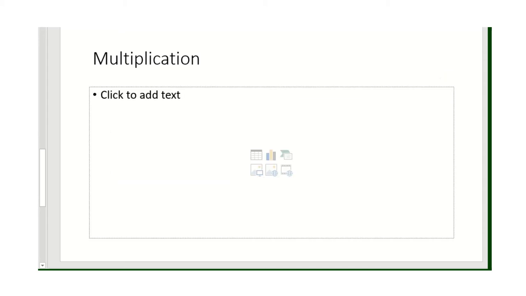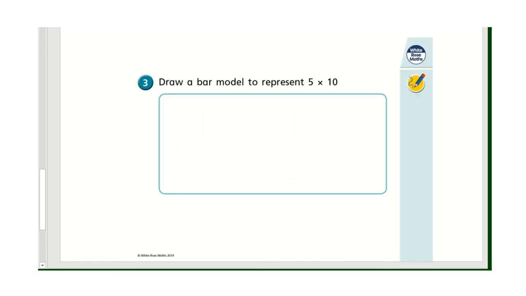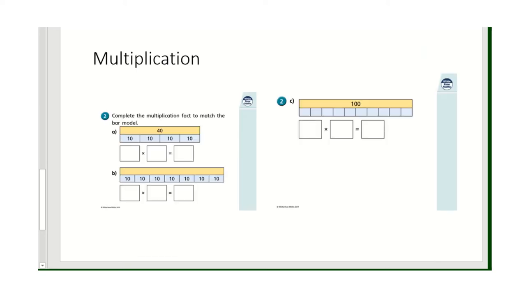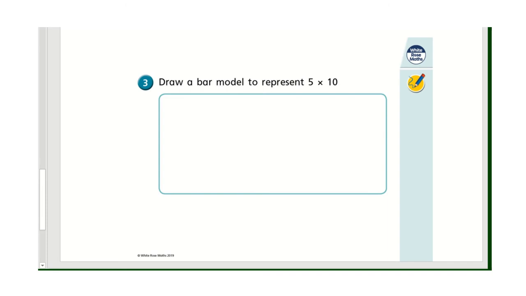Oh, now then, let's delete slide because we haven't got anything for there. So can you now draw a bar model to represent 5 times 10 using that? Maybe could you draw one for 5 times 10, 3 times 10, 6 times 10 and 8 times 10. Be very careful when you're splitting your bars up on the bottom. I'd love to see that.